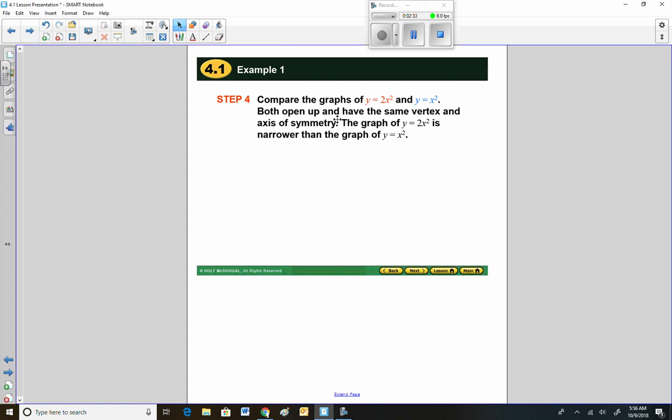Of course, this is just summing it up. Both of them open up. They both have the same vertex of 0, 0, and the axis of symmetry is the same. It's x equals 0.